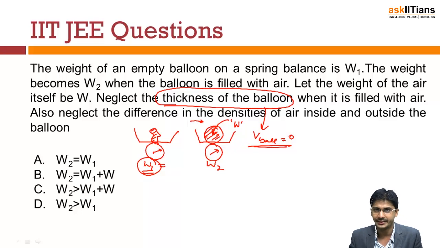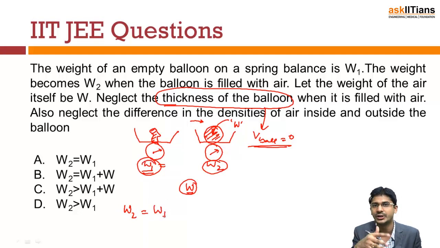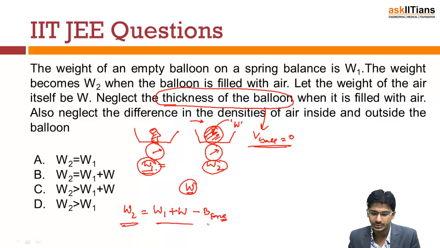Now when you fill it with air, what is the weight of the air? Weight of the air is W. Okay. Now what will be this W2? W2 will be the weight of this balloon, that is W1, because W1 was the weight without any air, plus W that is given to you. What is it? It's the air. Now the air is filled within this, minus the buoyant force that will come into the picture, because once it has finite volume, it has displaced the air. Since it has displaced the air, it will have a buoyancy due to the air. So this will be W2, right?